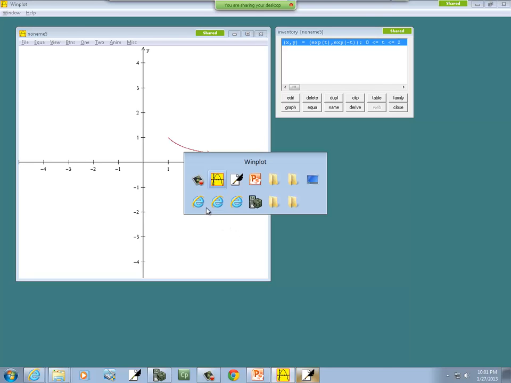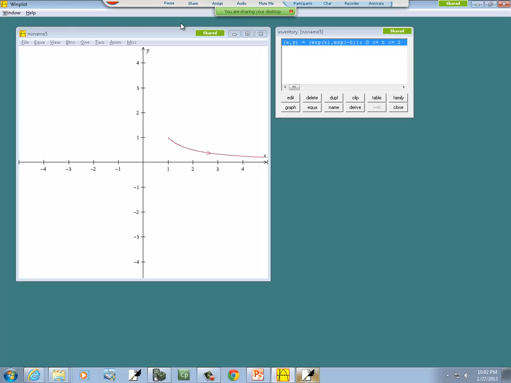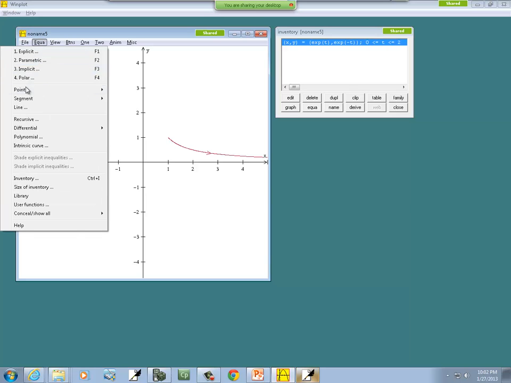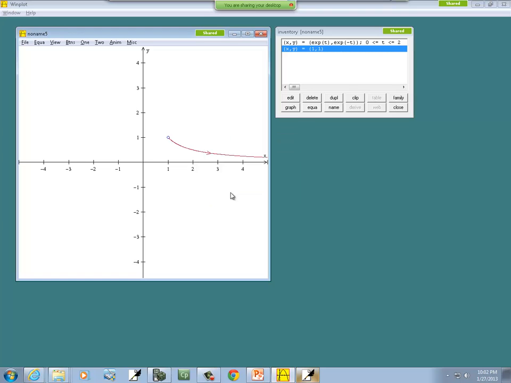Okay, now if I look at what point I'm examining this at, if I were to put 0 in for the t here, I'd have e to the 0, which is 1. And this would be e to the negative 0, which is also 1. So the point we're dealing with is 1, 1. So I'm going to go put a point there. So do equation, point, xy, and 1, 1. And click OK.